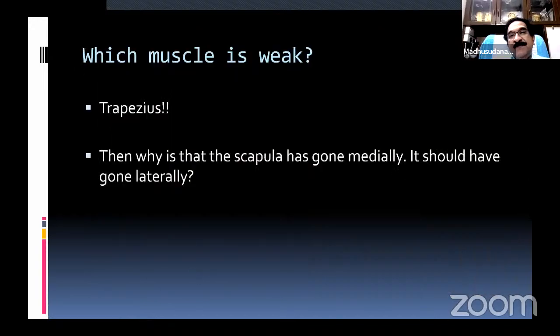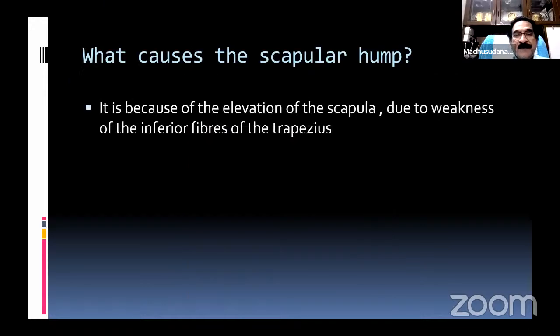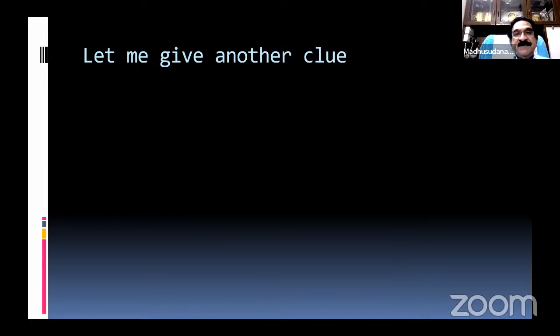Then why has the scapula gone medially? It should have gone laterally. It's because the middle fibers of trapezius are spared. You can see the scapula is elevated due to weakness of the inferior fibers of trapezius.